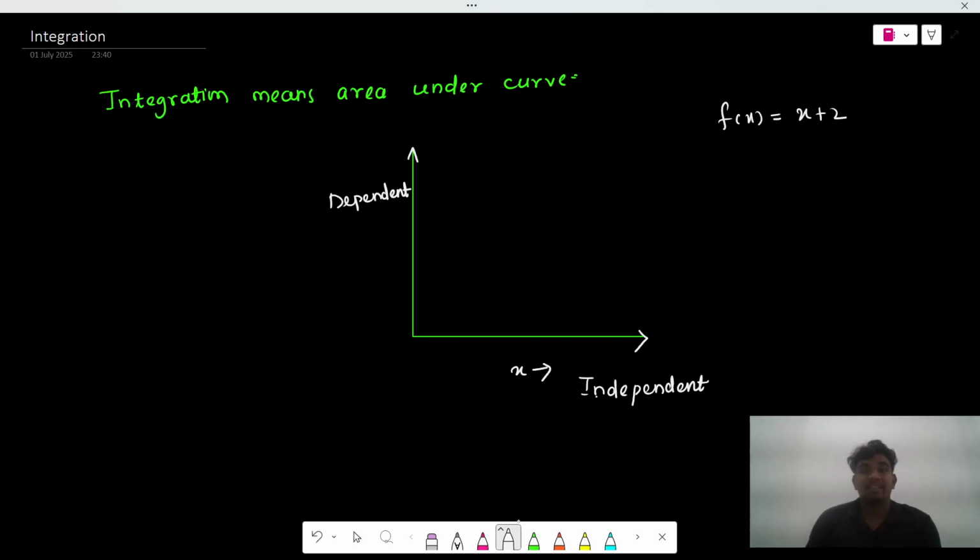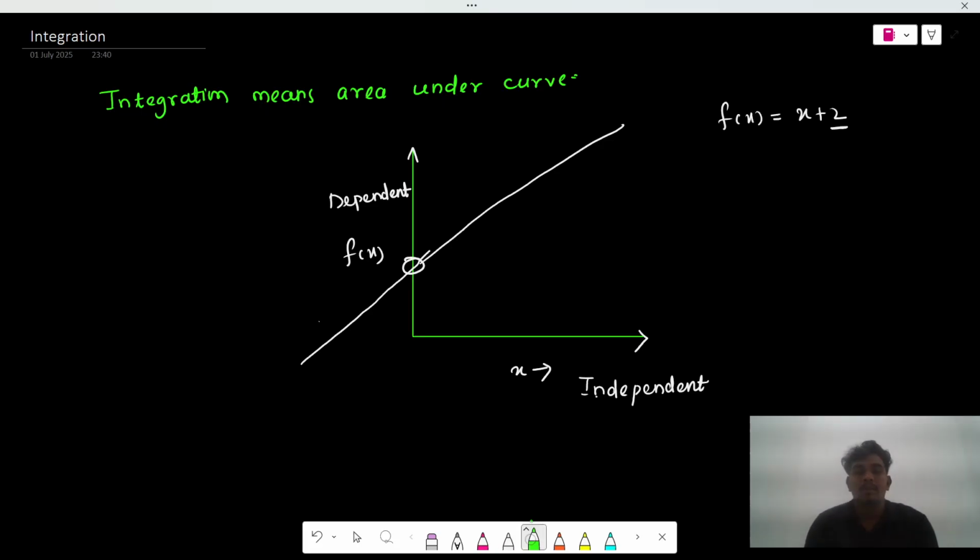So I will represent x here because x is the variable, x is the independent one. That's why I have represented x on the horizontal axis. For the dependent value, I can use f of x. So let's say our graph looks like this, because f of x is equal to x plus 2. Here I can say that 2 is the intercept and it will intersect the y-axis, or vertical axis, at point 2. So it will look something like this. Okay. So here we have to calculate the area under this curve.